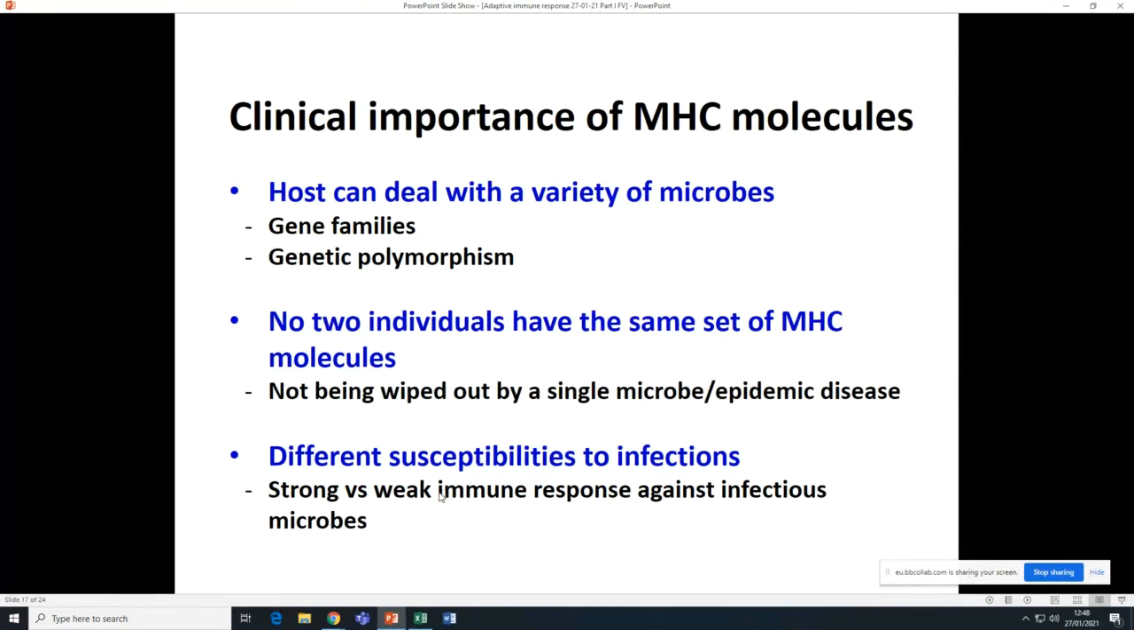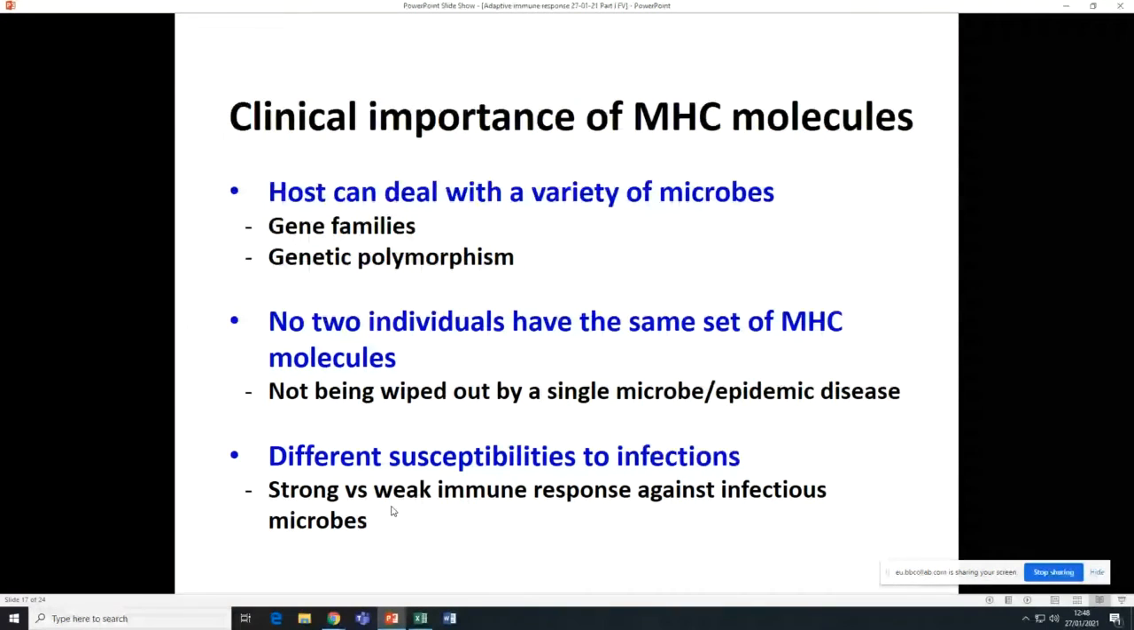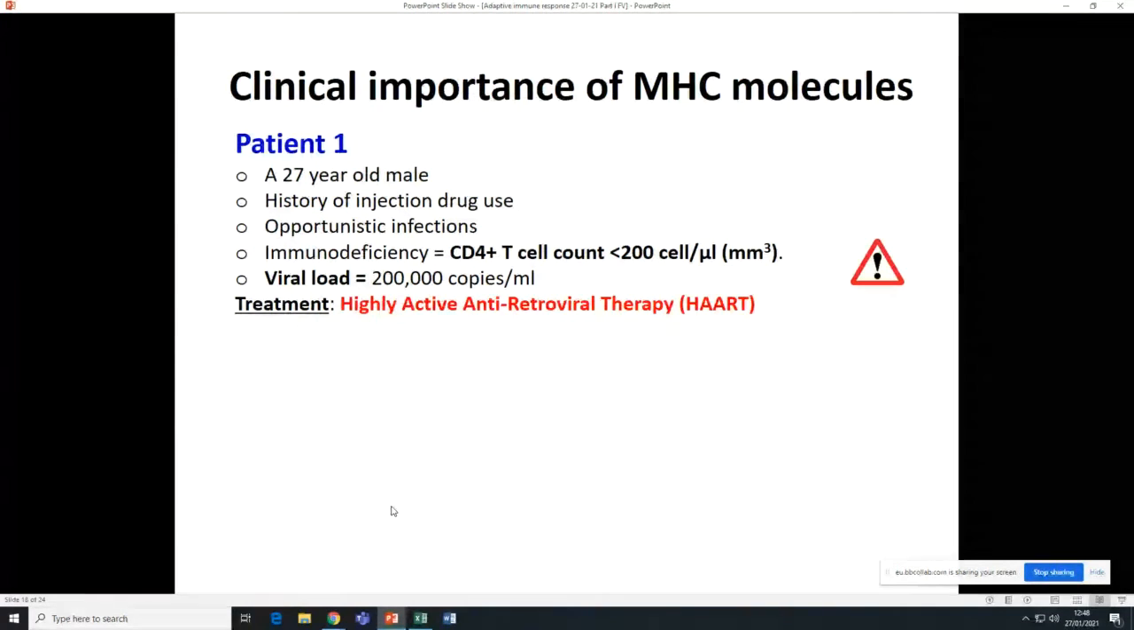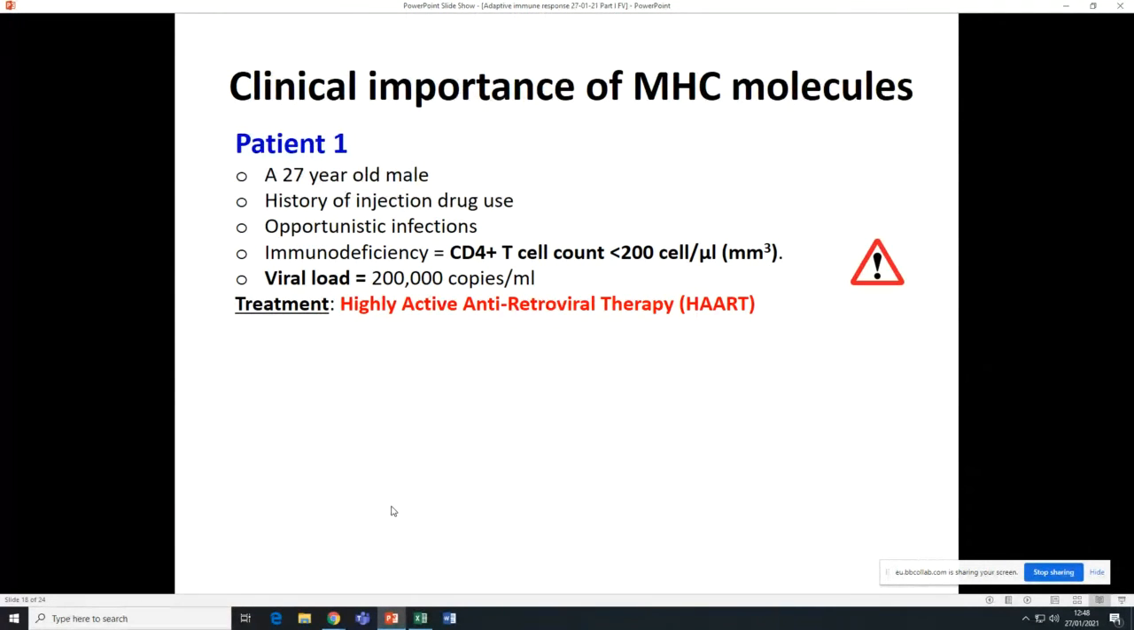And obviously, this difference in susceptibility to infection explains why some of us, depending on the MHC molecule we have, are going to mount a weak immune response or a strong immune response. But in medicine, it's extremely difficult to explain this concept to students. So I've chosen to give you this example of two clinical cases, two patients, just to illustrate the importance of having the right MHC molecule, I mean, having the right one to mount a response.